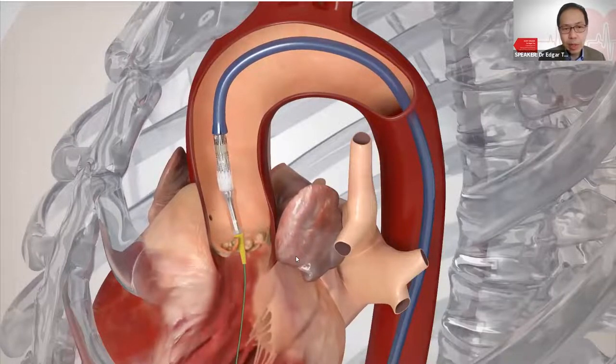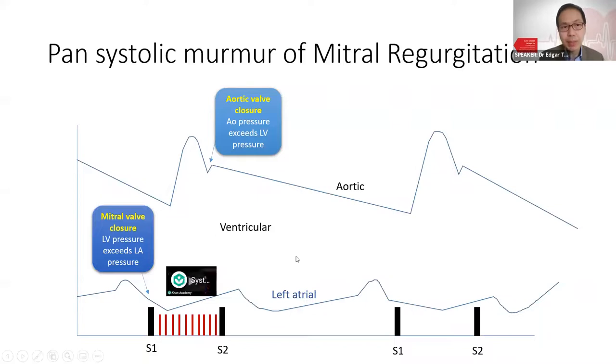The next murmur we're going to talk about is another systolic murmur. We call this the pan-systolic murmur, and it's another one of these classic murmurs that we need to hear. This is a typical murmur of mitral valve regurgitation. Very different from aortic stenosis in the sense it's pan-systolic with a single level of intonation, not like the crescendo-decrescendo. The intensity is about the same and extends all the way from the first to the second heart sound. And this is what it sounds like.